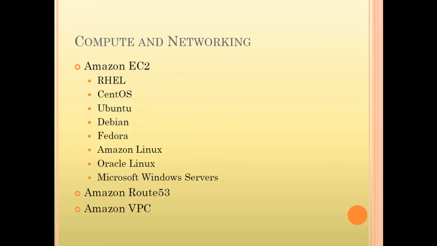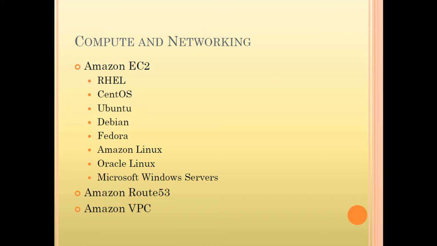So compute and networking contains Amazon EC2, and Amazon EC2 supports most of the operating systems available in today's market. It includes Red Hat Enterprise Linux, CentOS, Debian, Amazon Linux, Oracle Linux, as well as Microsoft Windows servers. The other service which falls in this category is Route 53. In Route 53, we deal with the DNS system, which we can configure on the AWS platform.